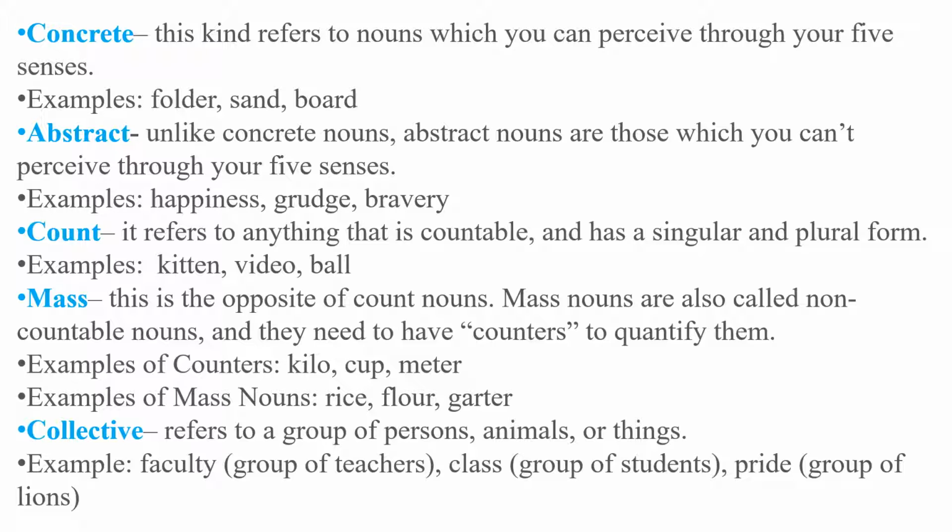And last is collective noun. Collective noun refers to a group of persons, animals or things. Examples: faculty, that means a group of teachers; class, a group of students; pride, a group of lions. So these are examples of collective nouns. All these are the types of nouns. Generally in grammar these type of questions are asked: identify the noun and write the type of the noun. In those cases, these types of nouns will be useful to you.